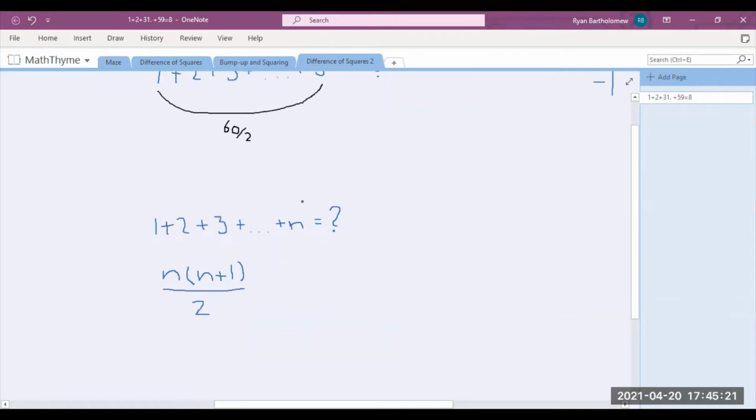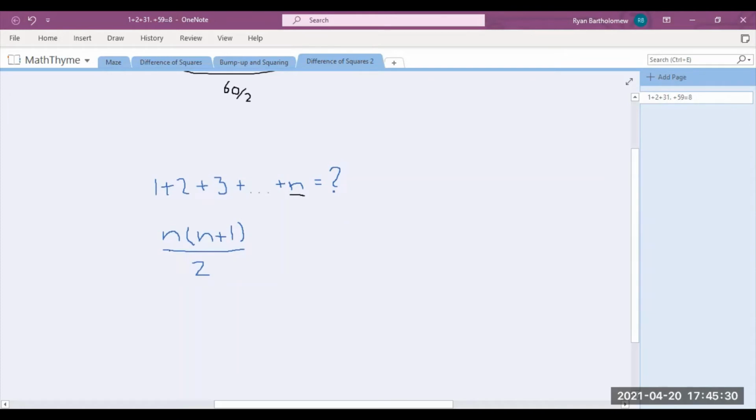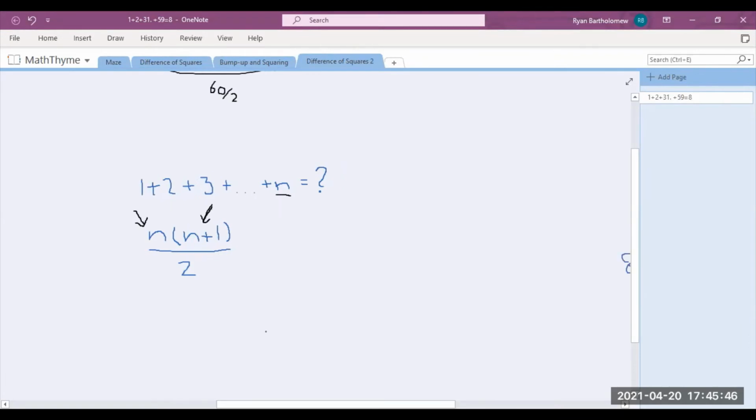And so the shortcut, what would we say is the answer to 1 plus 2 plus 3 all the way to some number n, for example? The shortcut will be n times n plus 1 divided by 2. And that's just because n is our number of terms. n plus 1 is the first term plus the last term. And over 2, that's the average for each term.